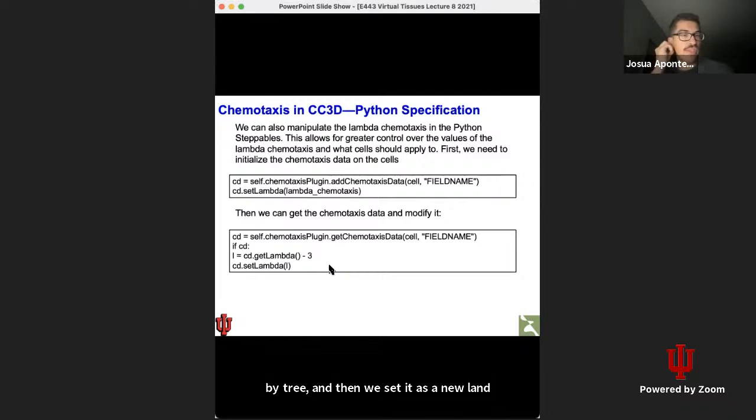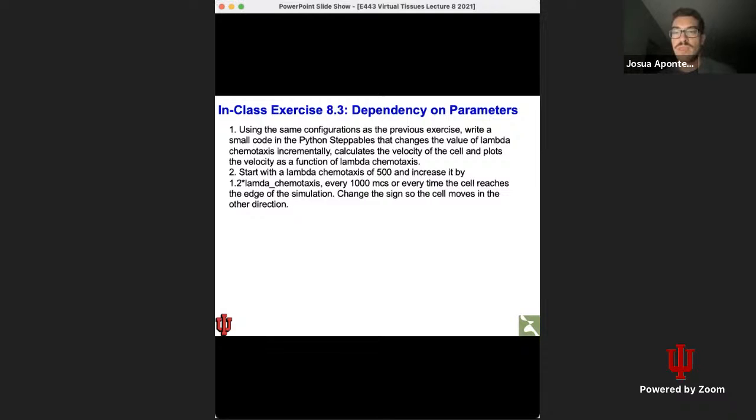Okay, so this gives us more control over how to specify the chemotaxis, and if we want to be able to change it dynamically as the simulation runs. So this is very useful if we want to specify some dependency. We want to evaluate the dependency of the chemotaxis forwards on some of the simulation parameters. And what I'll do with this one, because it is a little bit more complicated, is just show you what we did in the code.